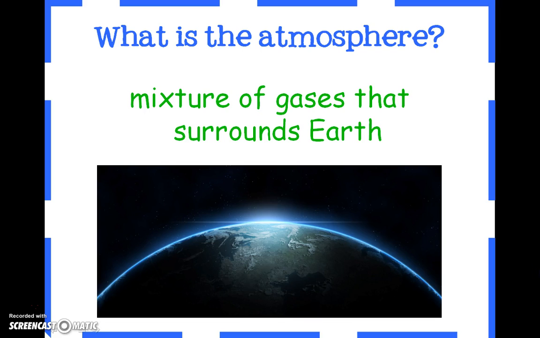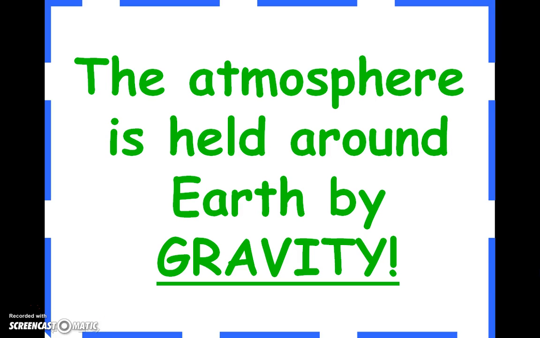Okay, so what is the atmosphere? It is the mixture of gases that surrounds the Earth. So, you look up into space and all you see up to about the clouds. What you mainly can see is the troposphere, because that's where we live. But if you look up and beyond, that is the atmosphere, all of the gases that surround Earth. In the atmosphere, all of these gases are held around the Earth by gravity. Gravity pulls these air molecules closer to the Earth.